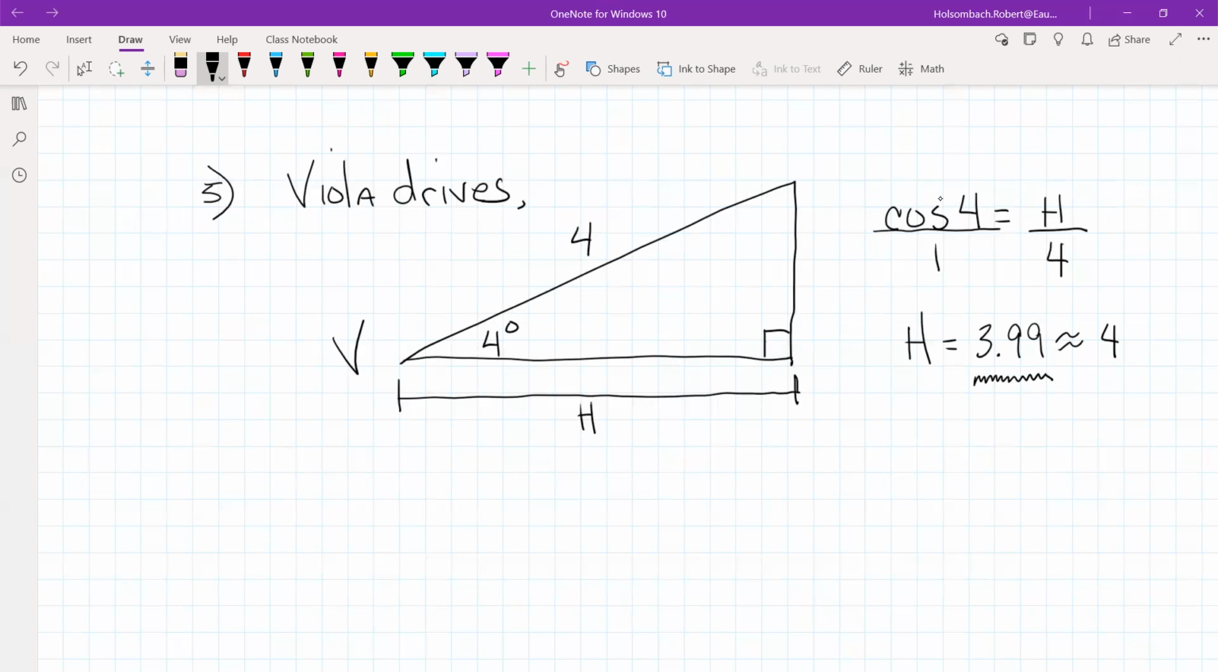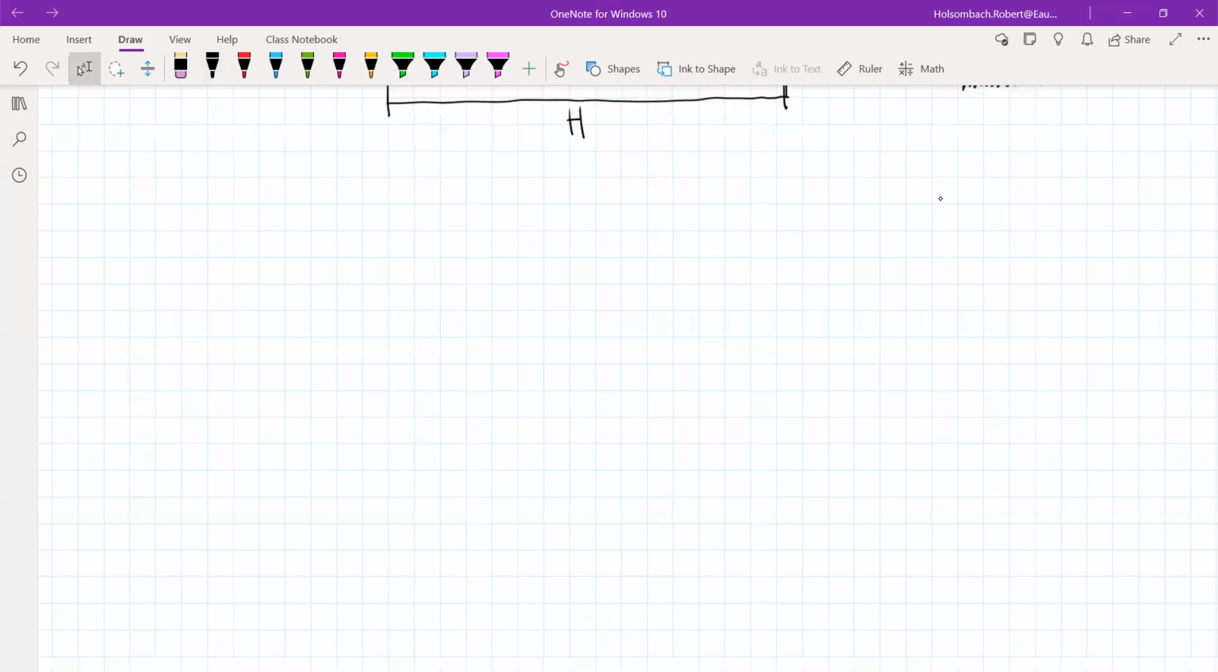So moving on to problem number 6. Problem number 6 is another word problem. We're going to call it conveyor belt.